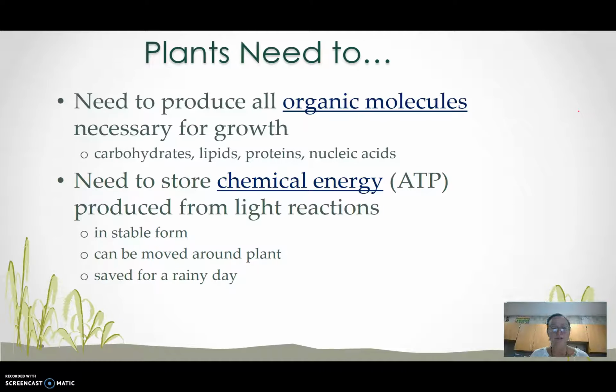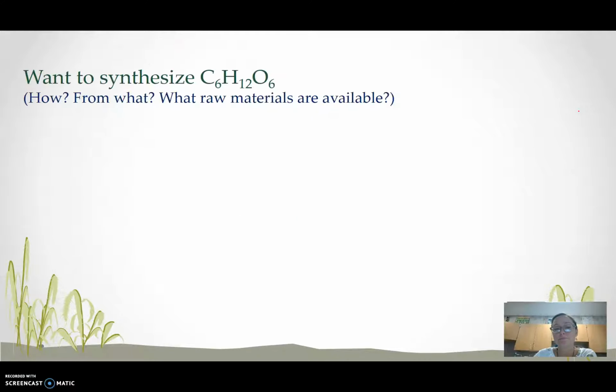Now, carbohydrates and lipids are made of carbon, hydrogen, and oxygen. However, proteins are made of carbon, hydrogen, oxygen, and nitrogen, and then sulfur in a few. And the nucleic acid, your DNA, is carbon, hydrogen, oxygen, and then nitrogen and phosphorus. So those nitrogen and phosphorus molecules are coming from the soil. But the main mass and components of plants is going to come from carbon dioxide and water.